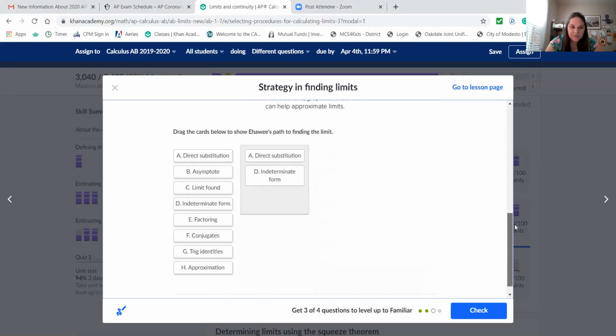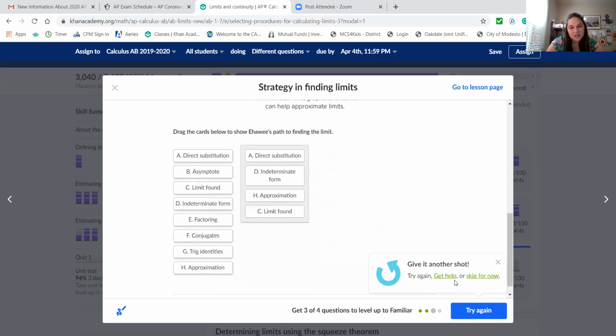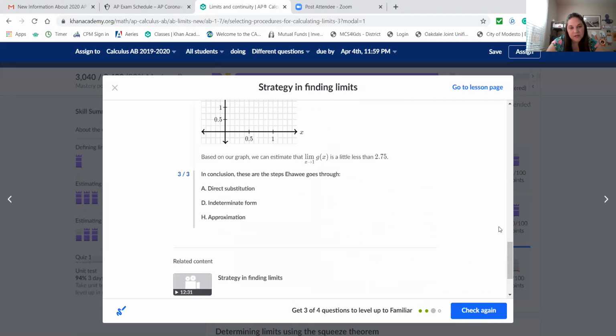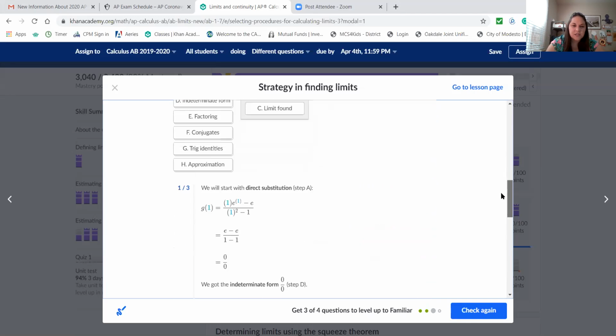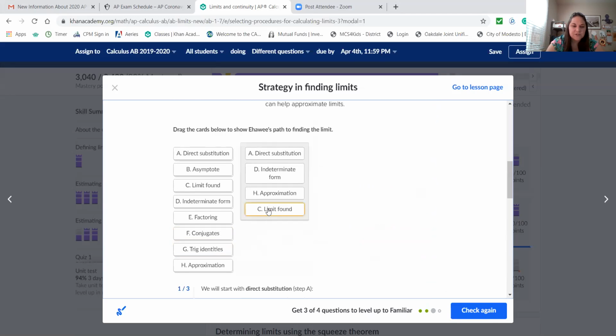After the indeterminate form, I'm just going to go to the approximation. And then I'm going to take a guess that the limit is found. And I'm going to get help, and I'm going to move on. Direct substitution, indeterminate form, approximation. And so you can't find the limit because you're just approximating.